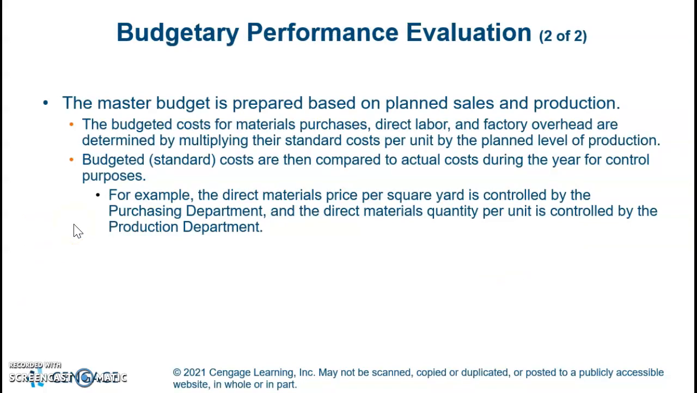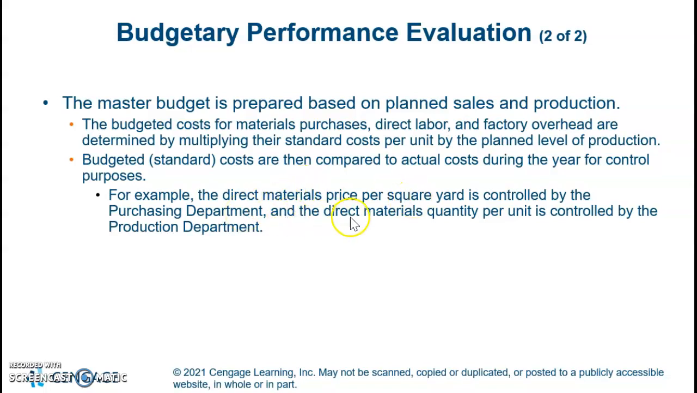This is similar to what we've seen in the previous chapters. We're going to have a master budget prepared based on planned sales and production. You're going to have the budgeted costs for material purchases, direct labor, and factory overhead. And they're going to be determined by multiplying the standard cost per unit by the planned level of production. And then budgeted costs are then compared to actual costs during the year for control purposes.